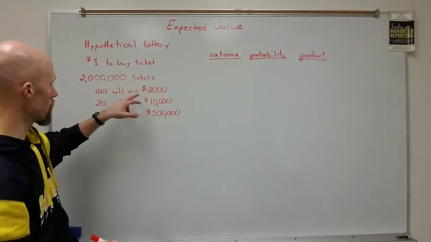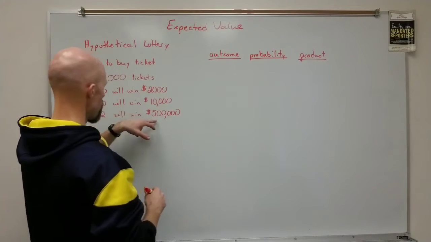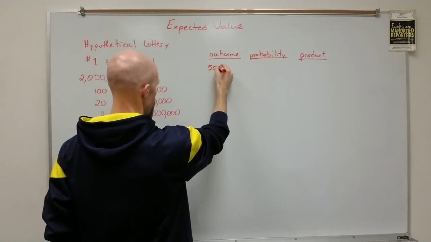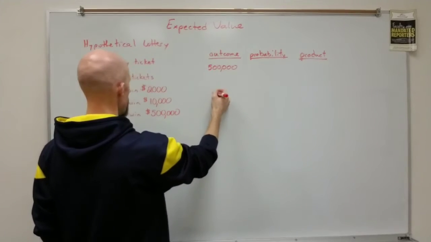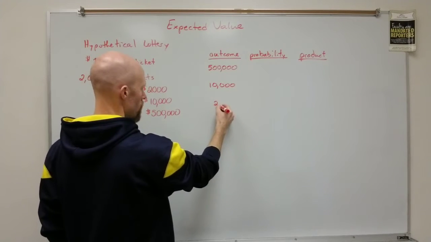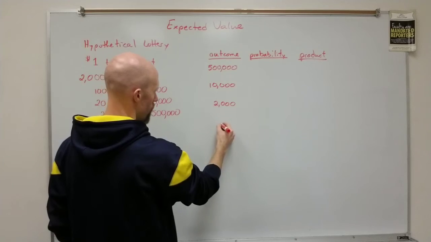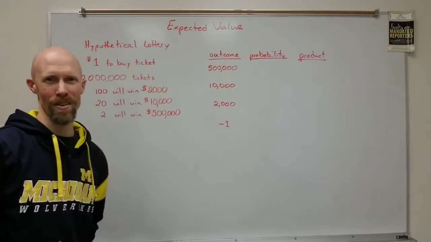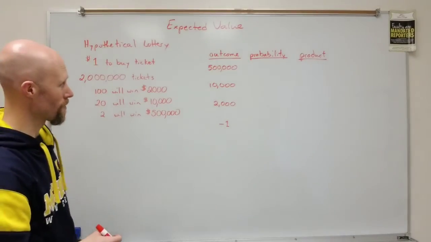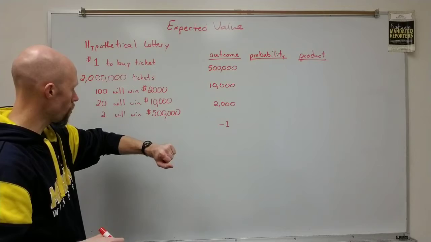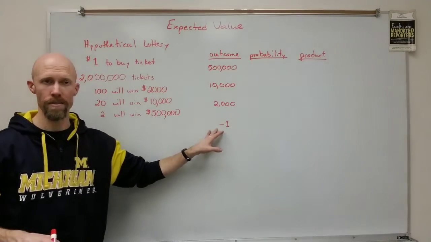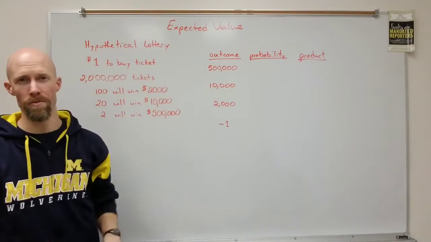The outcome, and we'll go in order from greatest to smallest here. So you have the $500,000 outcome. You have the $10,000 outcome. You have the $2,000 outcome, and you have a -$1 outcome, right? Which is going to play into this pretty significantly. So those are your main options. You can either lose $1, win 2,000, win 10,000, or win 500,000.